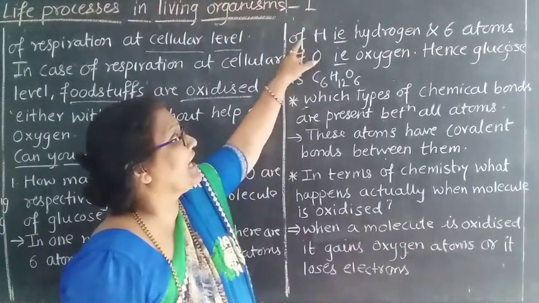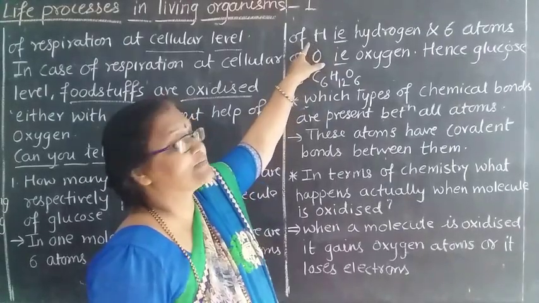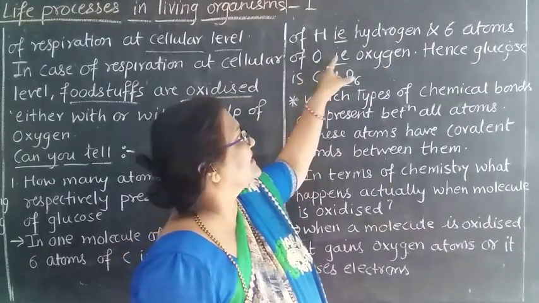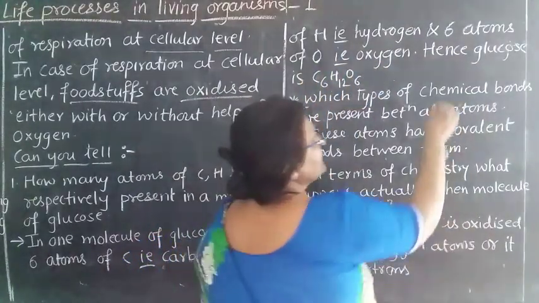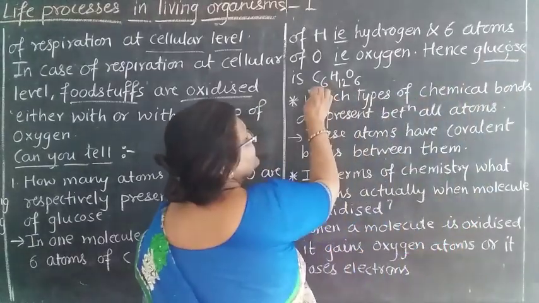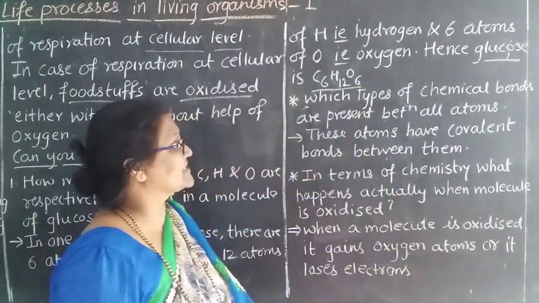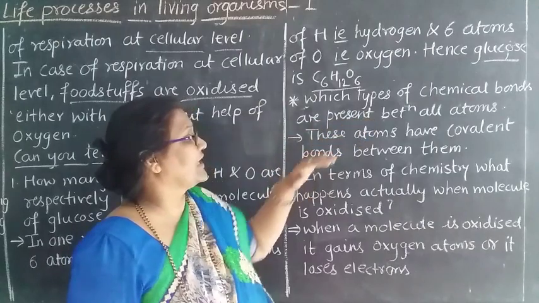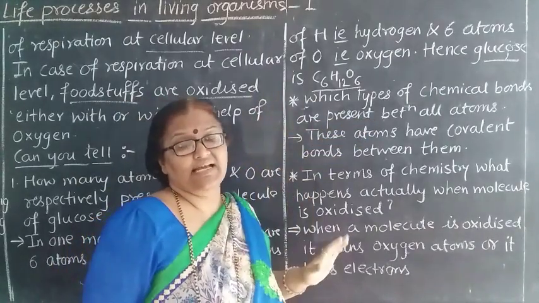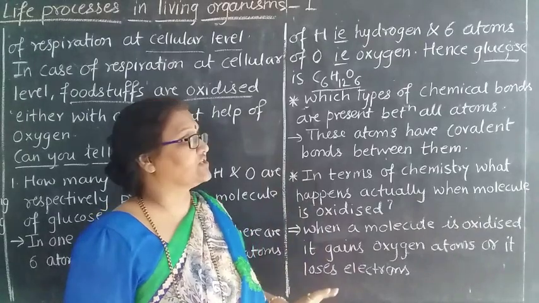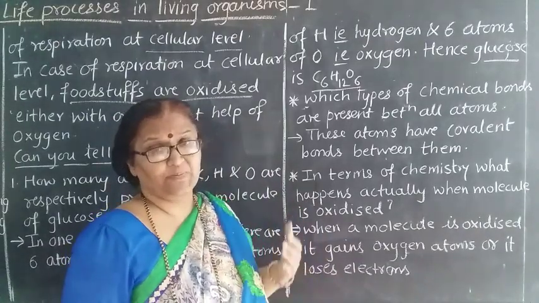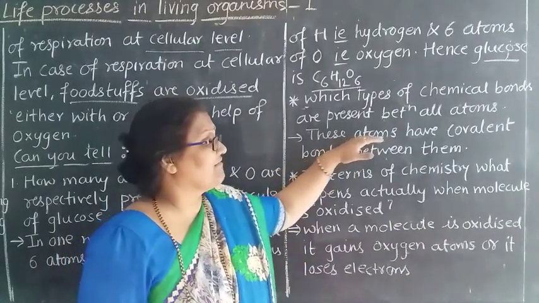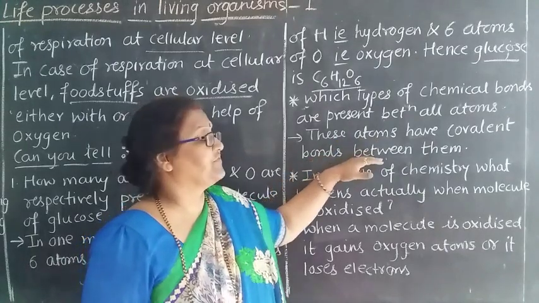12 atoms of H, that is hydrogen, and 6 atoms of O, that is oxygen. So hence the glucose formula is C6H12O6. The next question is, which types of chemical bonds are present between all atoms? Now these are the various atoms: carbon, hydrogen, oxygen. Which type of bond is present between these atoms? The atoms which are joined together have a covalent bond between them.